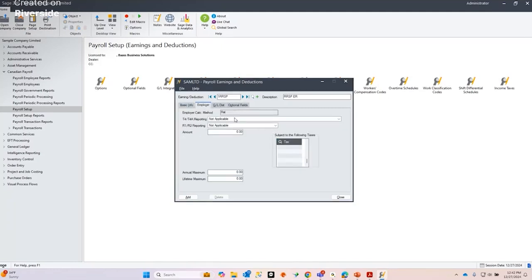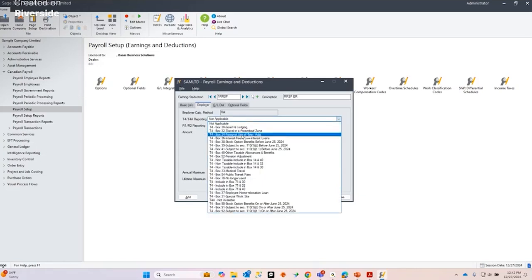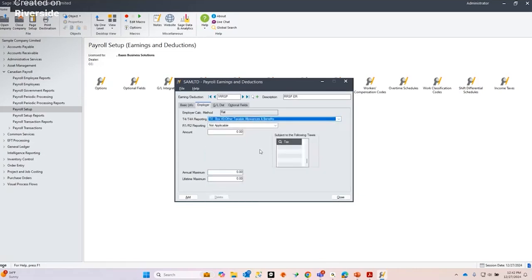So RRSP, the employer portion, is taxable, and we're going to put it in box 40. And if this is an unrestricted RRSP, then it is subject to all taxes, meaning CPP, EI, and income taxes, and if you have health tax.